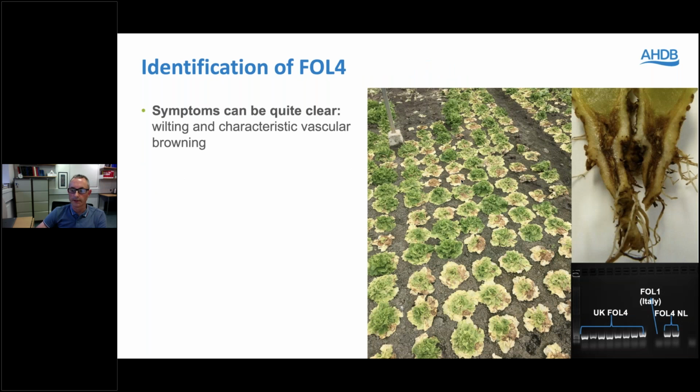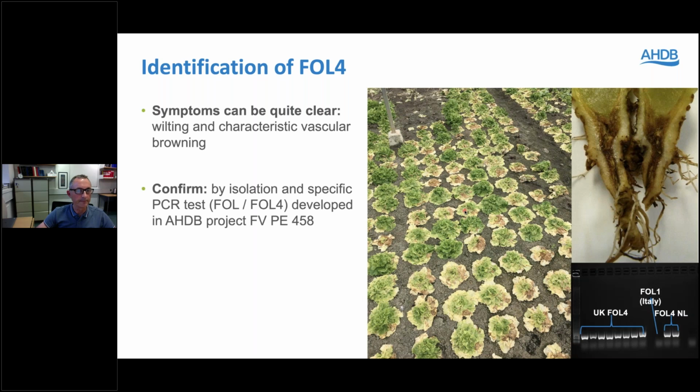So firstly, on identification of FOL4. Well, I think most growers now can recognise the symptoms quite easily. They're generally quite clear. You can see in the photograph here very wilted lettuce, and they quickly die, and the leaves die back. The most characteristic, diagnostic symptom, which you can see in the photograph on the far right, is if you dissect your lettuce longitudinally, you can see this typical vascular browning. And if you see that, it's very likely to be Fusarium.